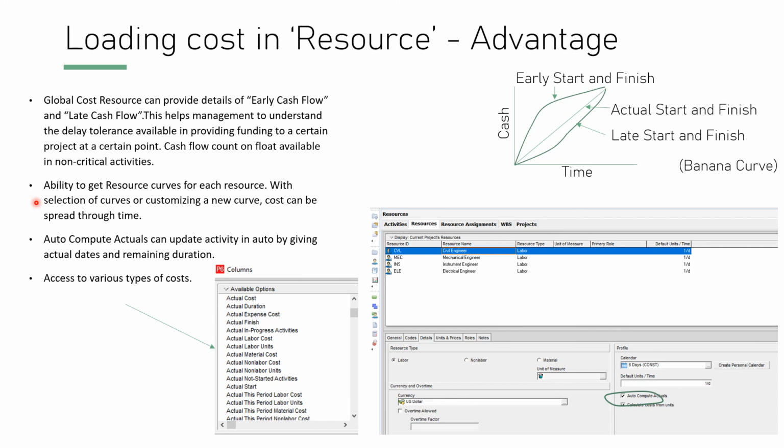Ability to get resource curve for each resource. With selection of curves or customizing a new curve, cost can be spread throughout time. So here the customization of the curves is very much possible with a lot of curves available to us. Auto compute actuals can update activity in auto by giving actual dates and remaining duration. It has access to various types of cost which is not available when we add in the expenses.